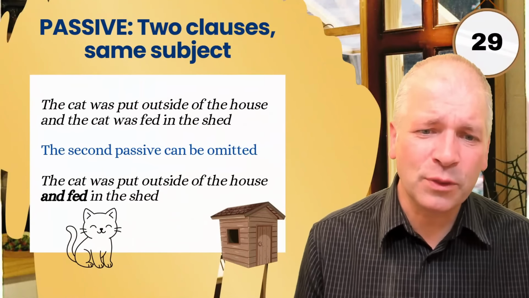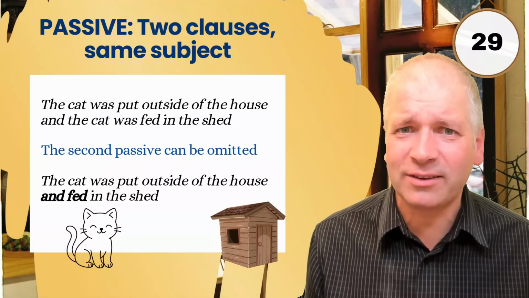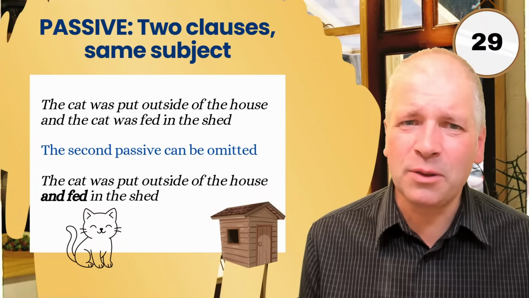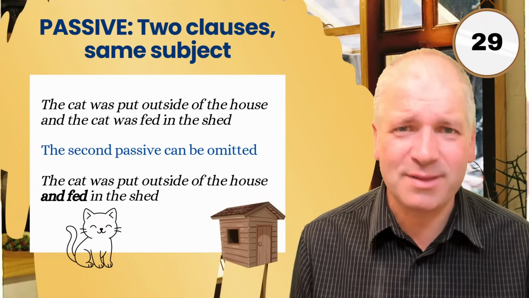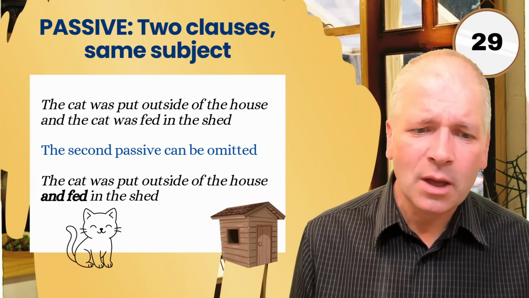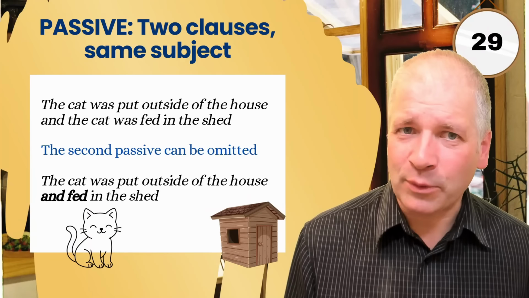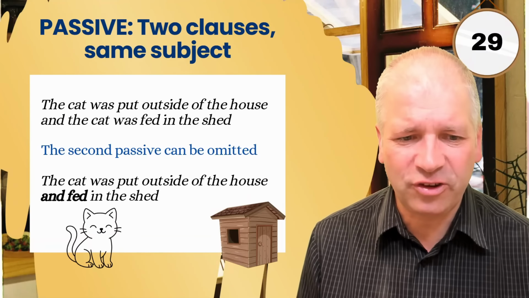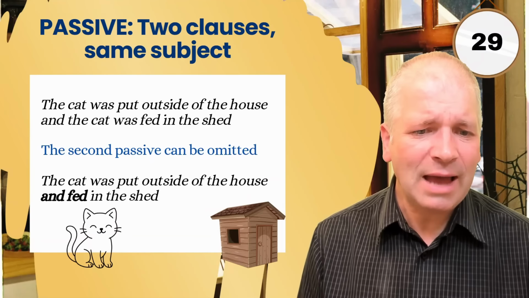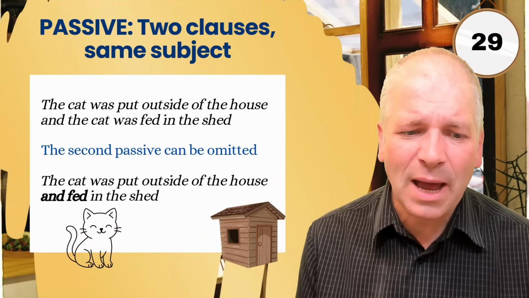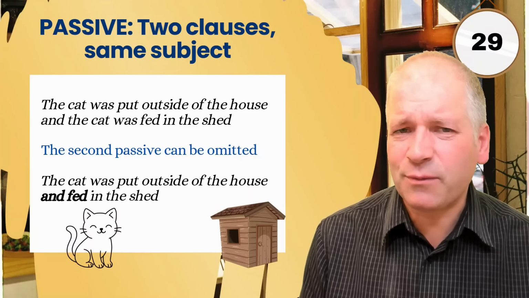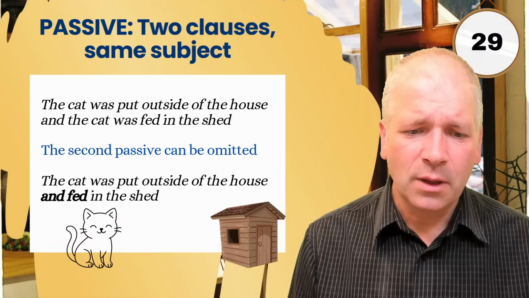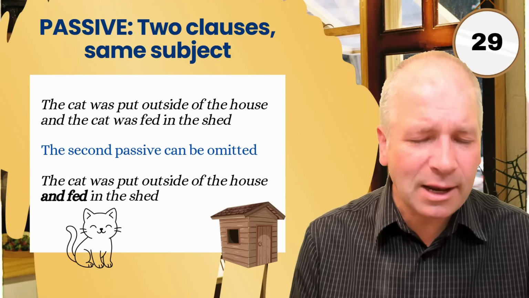The passive with two clauses and the same subject means that we can leave some words out again. It's a common theme with the passive, where we can leave words out in certain situations. Look at the first example and then compare with the second. The cat was put outside of the house and the cat was fed in the shed. Well, we've got the cat twice, and they're both in the passive. So the second passive can be omitted because we are mirroring with the first one. The cat was put outside of the house and fed in the shed.